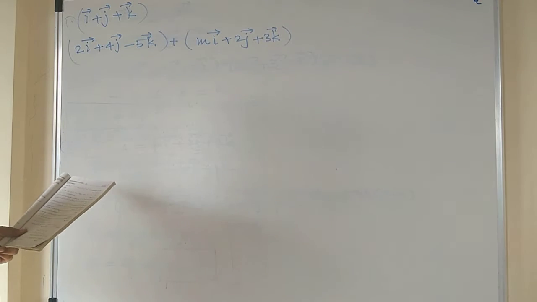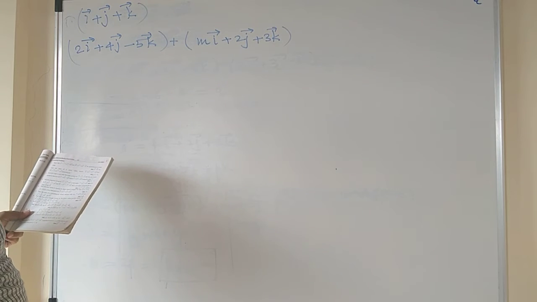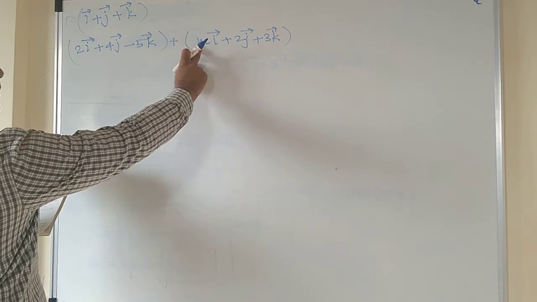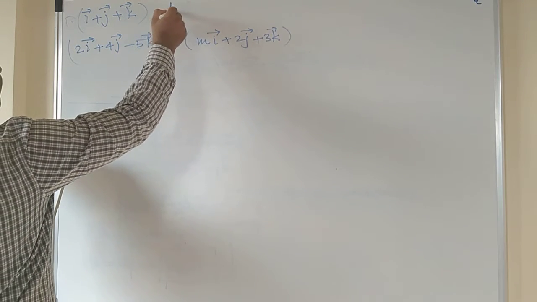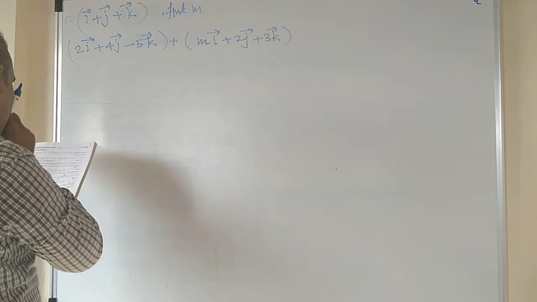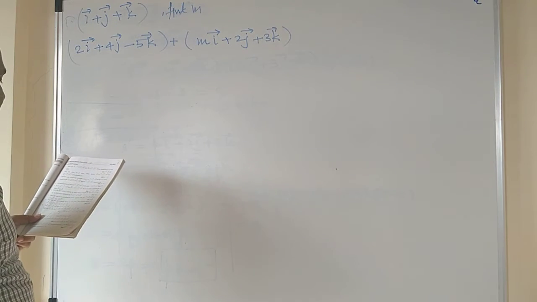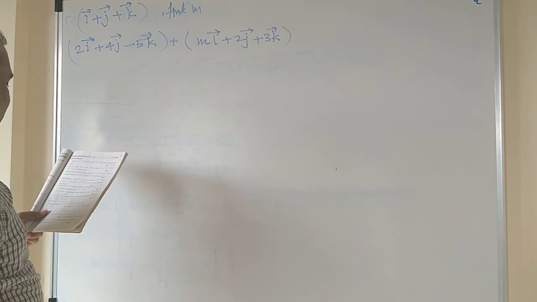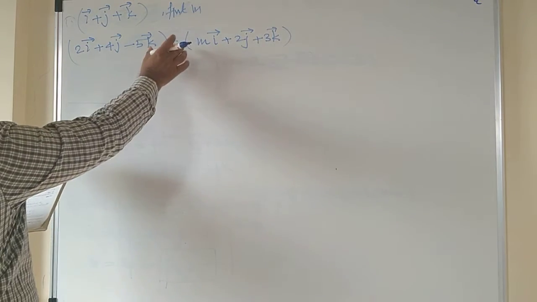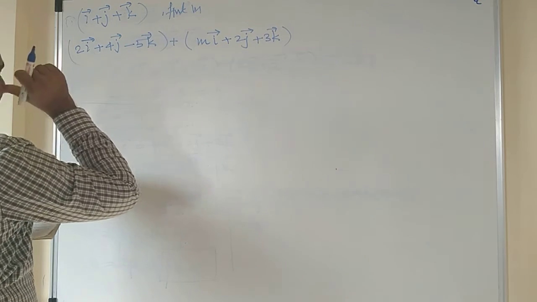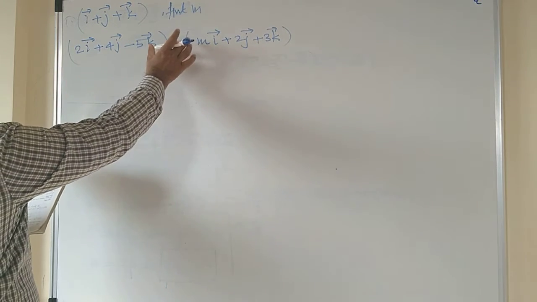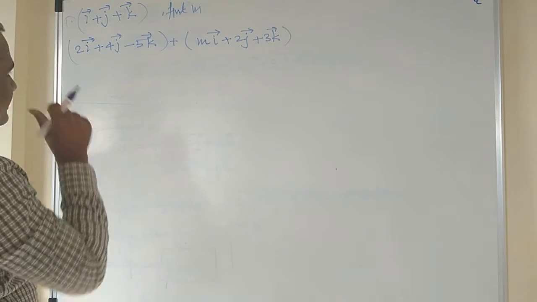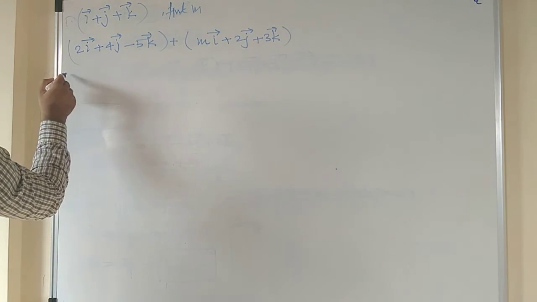Now let me read out the problem again. Find the scalar m. You are asked to calculate the value of this scalar m. Find m such that the scalar product of this vector with the unit vector parallel to the sum of these two vectors. That means you have to calculate the vector which is the sum of these two vectors and its unit vector. So let us first calculate the sum of these two vectors.